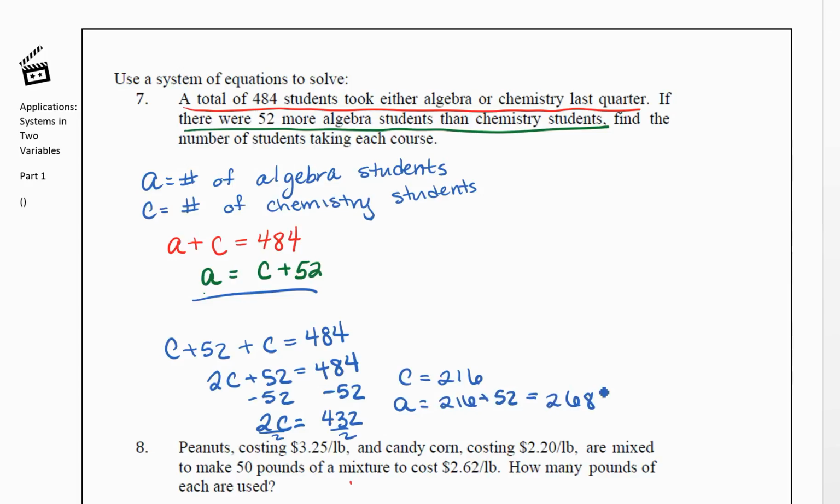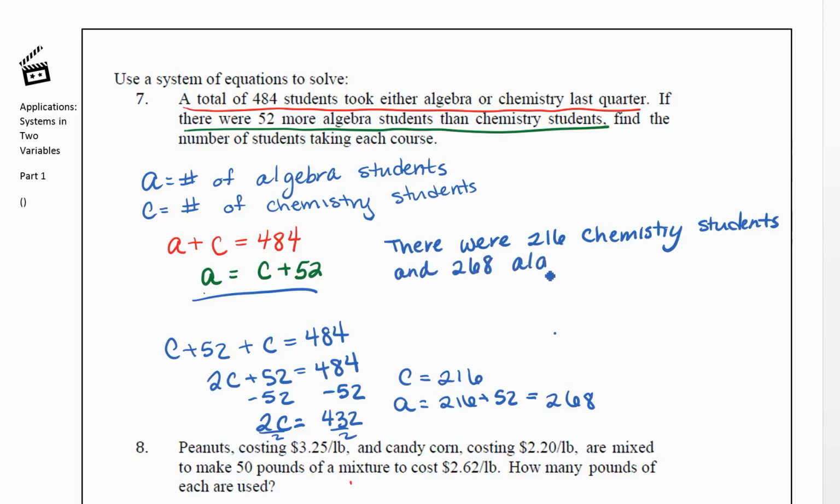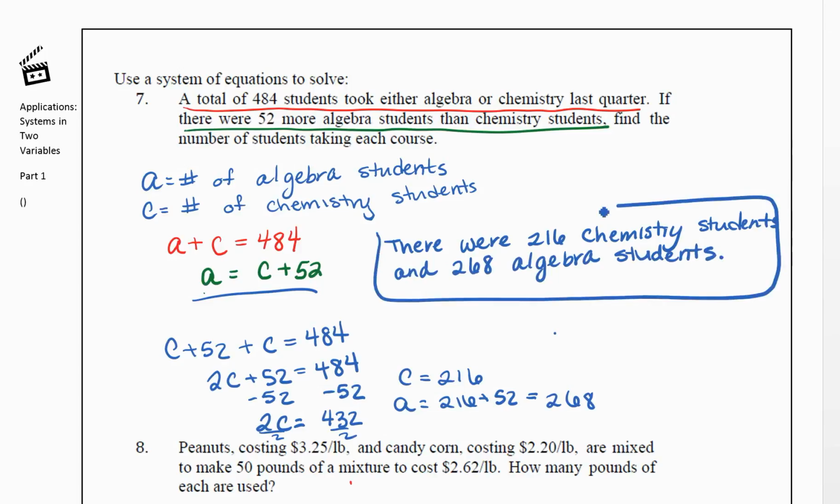Okay, so you know, if you're writing your solution, you could say there were 216 chemistry students and 268 algebra students. Okay, and that would be our final solution.